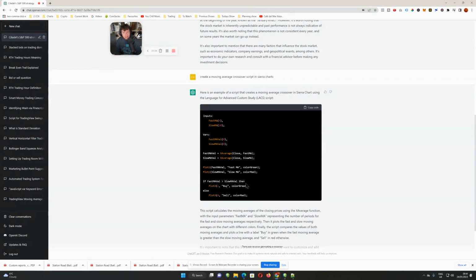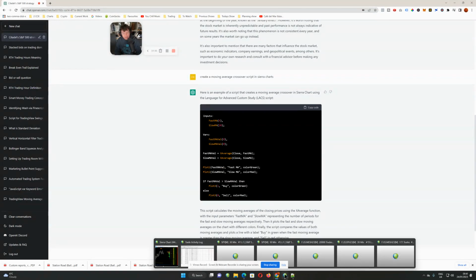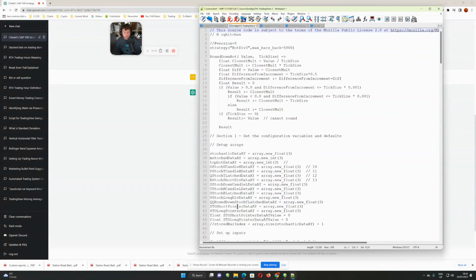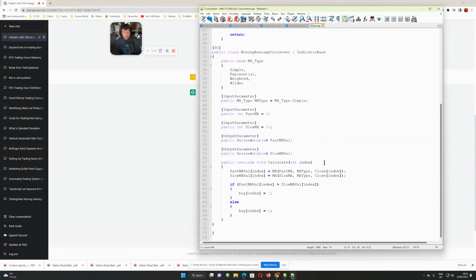Now, I did cut and paste this across into Sierra Chart, and there were two attempts that we did. We cut and pasted it as it is, which, as you can see, actually looks very different to the code that we use. So the actual syntax is very, very different. And guess what? It didn't actually work.